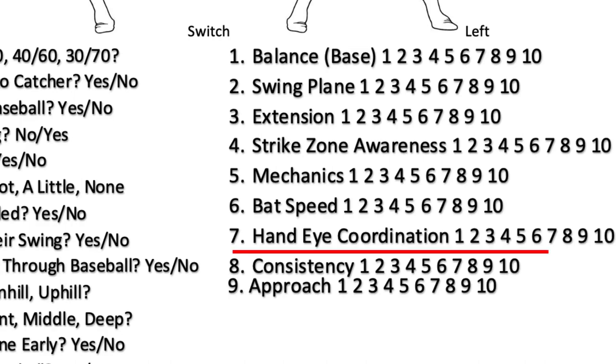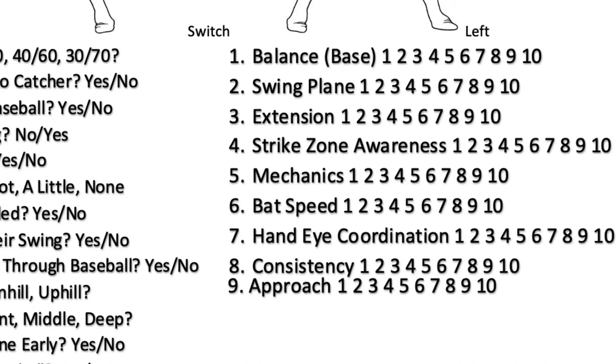The next one is hand-eye coordination. When I look at their hand-eye coordination, I throw different pitches in different locations and see how well they can get to those pitches. If they get to all of them, then I give them a 10. If they struggle on all of them, I give them a 1. I have yet to give someone a 1 though on my analysis of hitters.